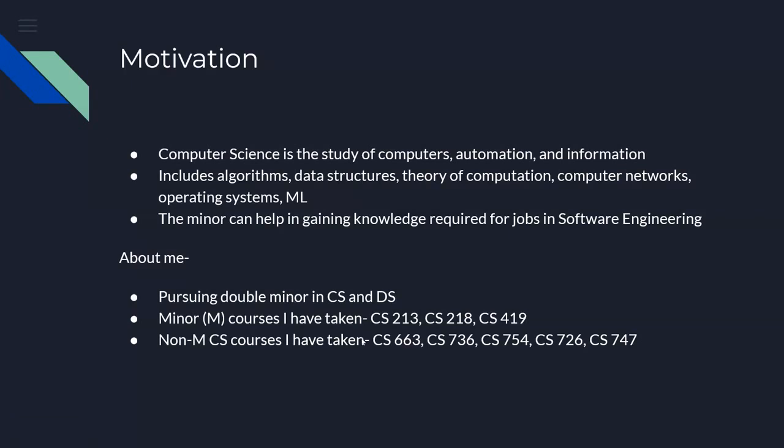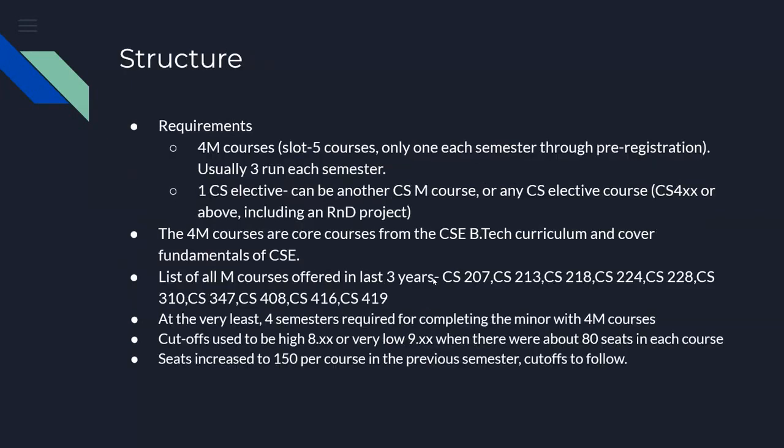I've done 3 M courses under CS, which are slot 5 courses, and some other non-slot 5 courses in CS as well. The structure for completing the CS minor is 4 M courses, which are again slot 5 courses, and they have to be gotten through the pre-registration, and they have CPI cutoffs. The 5th one can be any CS elective, including an R&D project. You can look at the list of courses later.